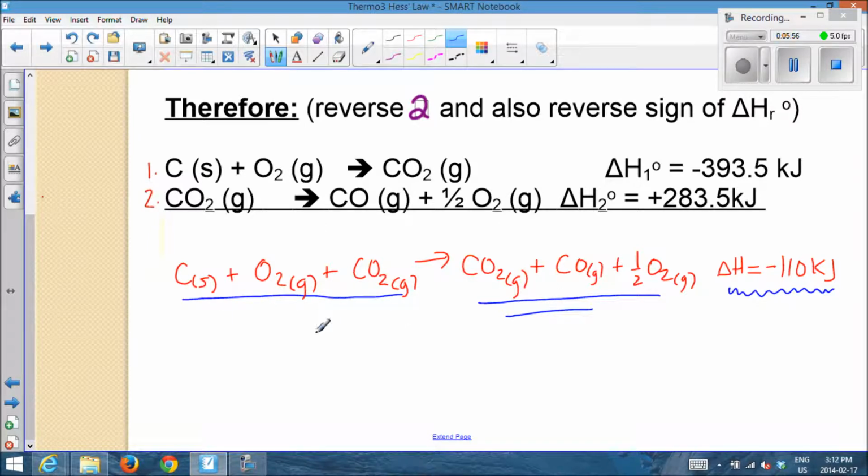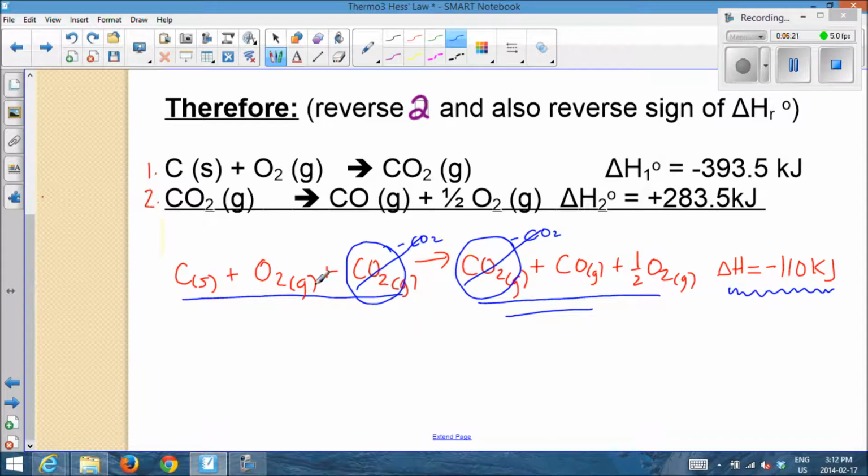O2 equals CO. But if you take a look at this, let's look at it a little bit closer. I have one CO2 as a reactant. I have one CO2 as a product. Therefore, just like math, whatever you do to one side, you can do to the other. So I'm going to subtract one CO2 from each side. That completely eliminates the CO2, so it looks a little bit more like our target.